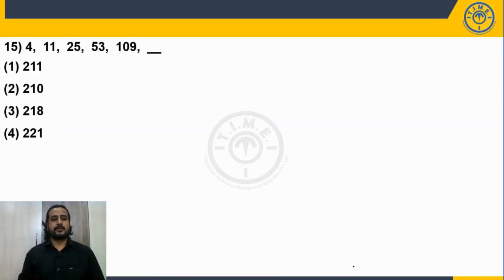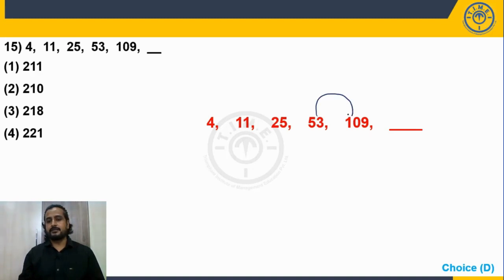Now, look at question number 15: 4, 11, 25, 53, 109. Is it increasing rapidly? Yes. It is almost twice, right? 25, 53, yes, nearer to twice. 11, 25 is also nearer to twice. Okay, let's see. 53 and 109. Maximum it goes how many times? 2 times, but it is not an exact multiple. 53 twos are 106. So how much is it more than that? By 3. So into 2 plus 3.